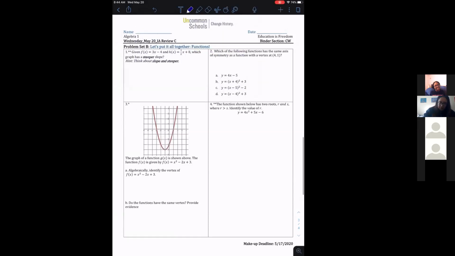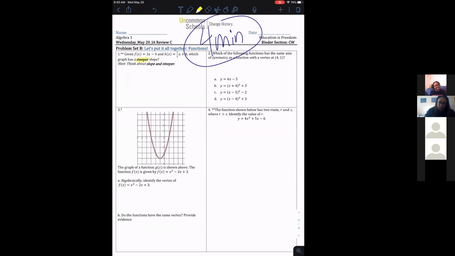Actually, I'm going to cut us down a little bit. Let's take 4 minutes here. And I want to see if we can remember this first one. What does it mean for it to be steeper? Go ahead and jump in there.